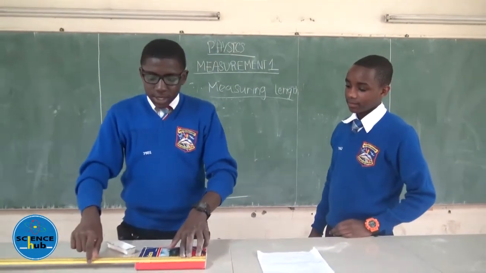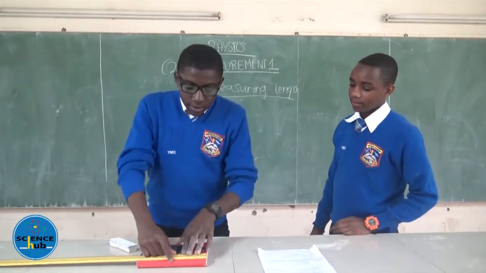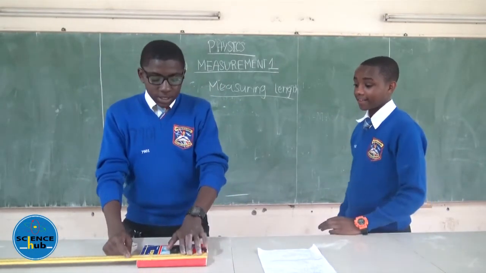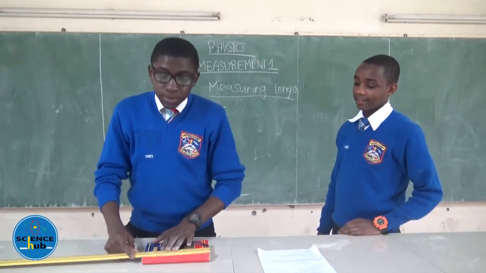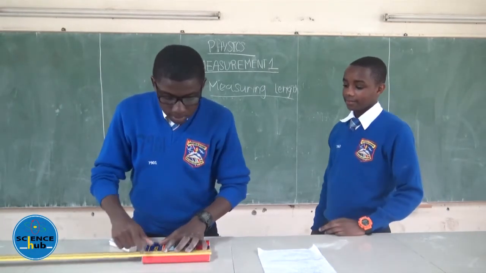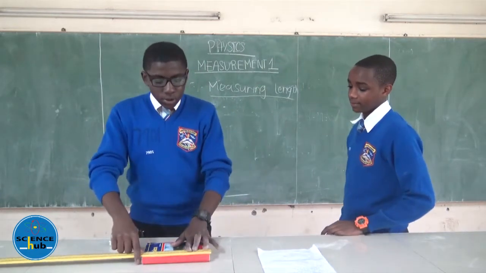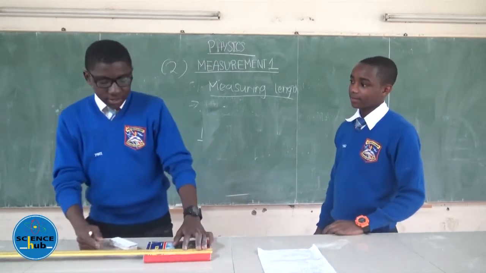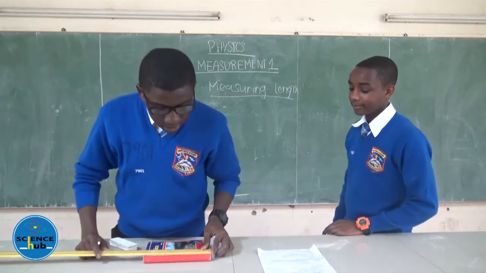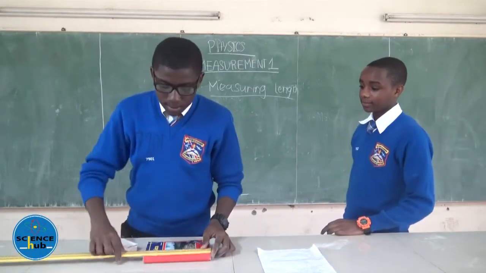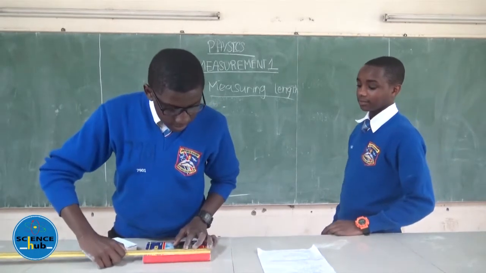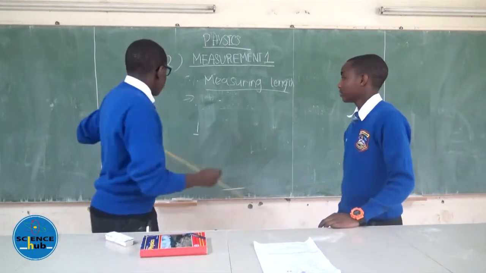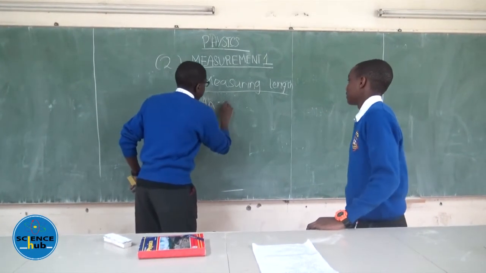And the third procedure is that the eye should be placed perpendicularly to the meter rule when observing the measurement, meaning that you should not look at the measurement while slanting, like this or like this. The eye should be placed perpendicularly to the meter rule. If you ignore this procedure, an error may occur.